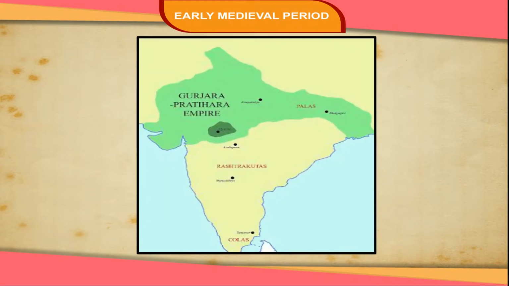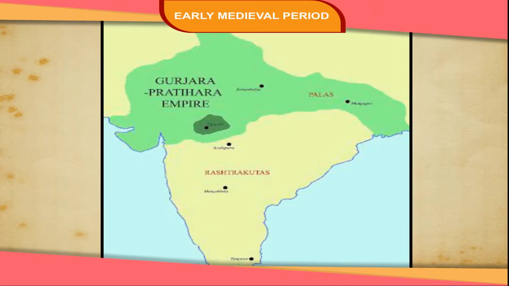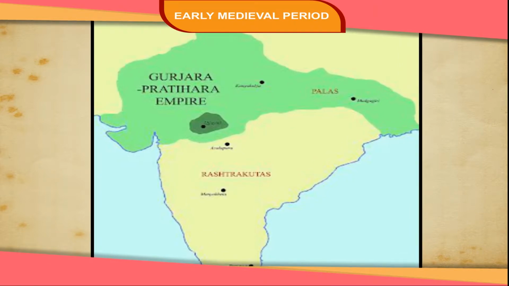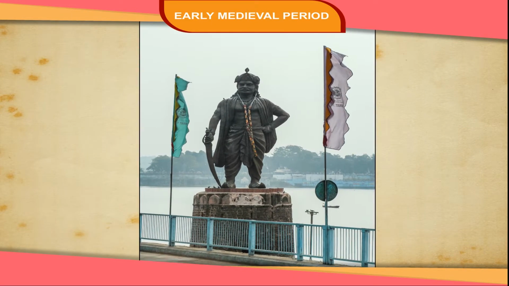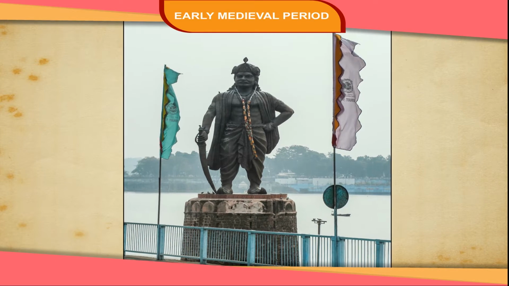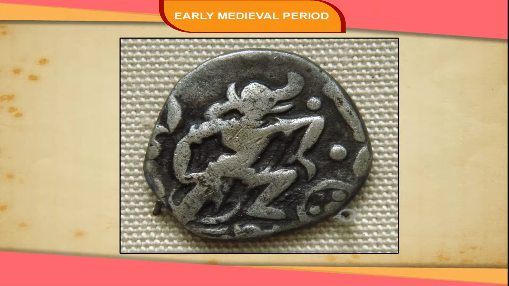Pratihars. The Pratihar dynasty was founded by Nagbhatta I in 725 CE in the region of Rajasthan and Gujarat. Pratihars had a long lineage of powerful rulers like Vatsaraj and Bhoj. Raja Bhoj established the largest empire in northern India with Kannauj as its capital. He issued silver coins with the mark of Varaha, an incarnation of Lord Vishnu.